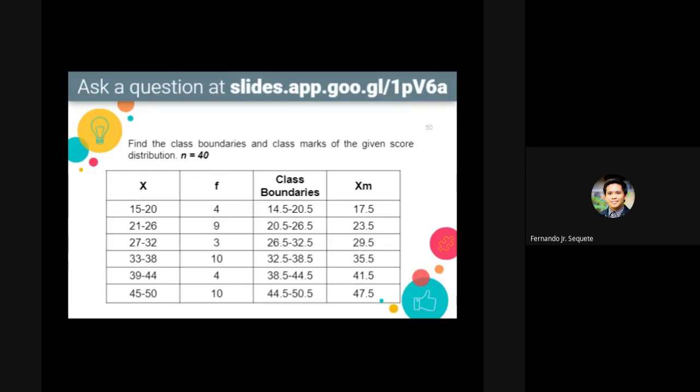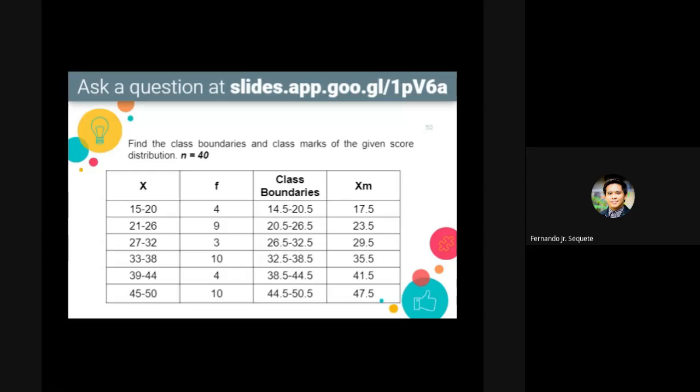X sub M is what? Ano yung X sub M? Midpoint. Very good. That is our midpoint, or our class marks. So meaning to say, ang 17.5, sir, saan namin kukunin ang 17.5? Dito sa 14.5 to 20.5 or dito sa 15 to 20? Please, children. Oh yes, very good. Kaya siya nilagyan ng X sub M because M there is the midpoint of X.